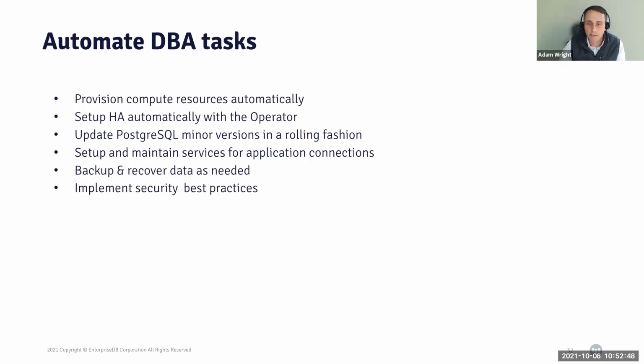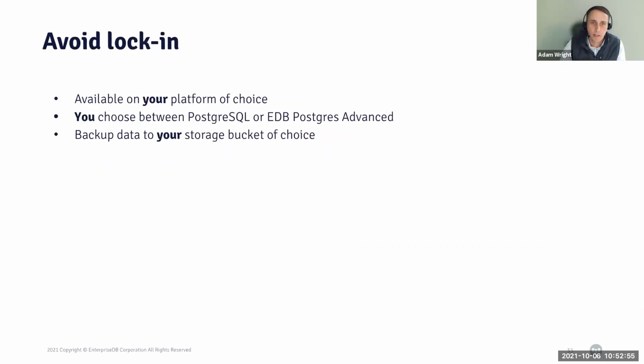Automate DBA tasks, so you can throw a lot of the runbooks away that you might have today in the VM and bare metal world. And you also get to avoid lock-in. So you have your platform of choice. This can be your private Kubernetes or a public managed Kubernetes. You can choose between PostgreSQL or Advanced Server, and the backup can go to your storage bucket of choice.